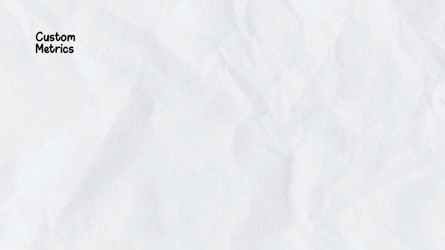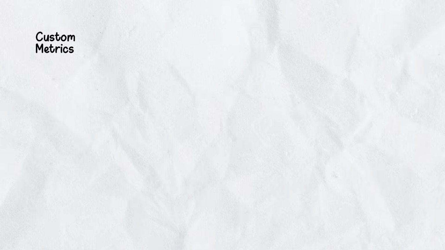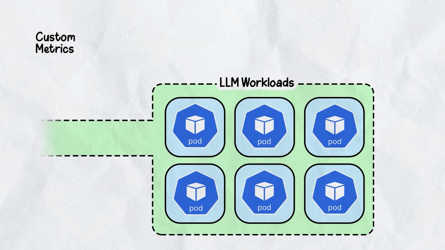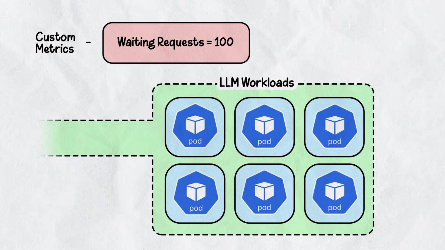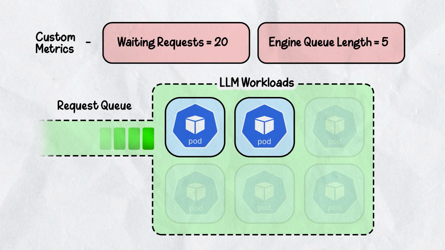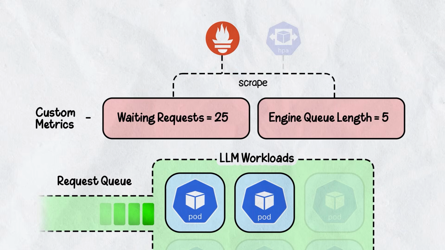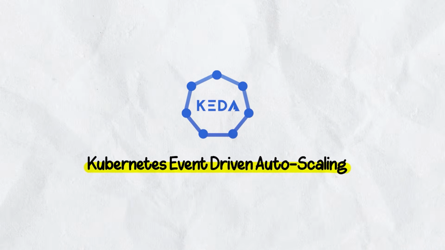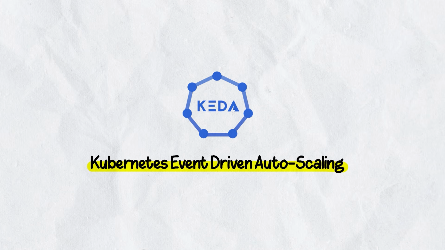In this case, you need to watch custom metrics that matter for LLM workloads. How many requests are sitting there right now? What is the engine queue length? When those numbers climb, you need more pods. When it drains, you can scale them back down. These custom metrics can be scraped through Prometheus, but the HPA can't read them. KEDA can. KEDA stands for Kubernetes Event-Driven Autoscaling.